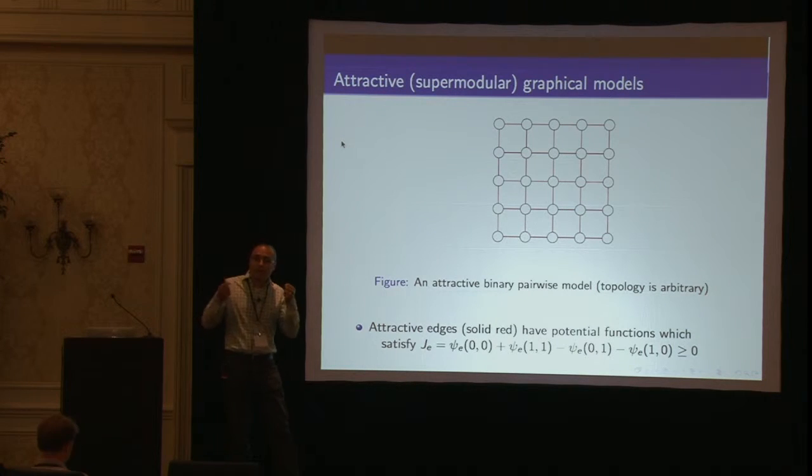if they agree. If they're both 0 or they're both 1, you get a higher score. If they disagree, then you get a lower score. And so that's what this inequality really says. So this is like a supermodular relationship between these two variables.